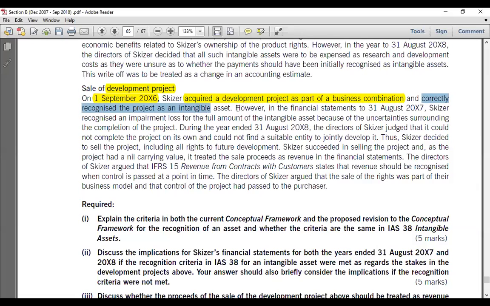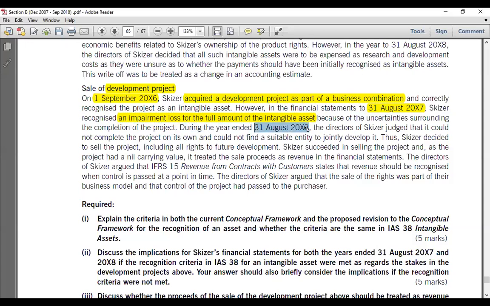So that's right. However, in the financial statements to 31st August 20x7, which was the year end, Skizzer recognized an impairment loss for the full amount of the intangible asset. So the intangible asset was completely written off because of uncertainties surrounding the completion of the project. So we were not sure whether the project would be completed or not. So we simply wrote it off.